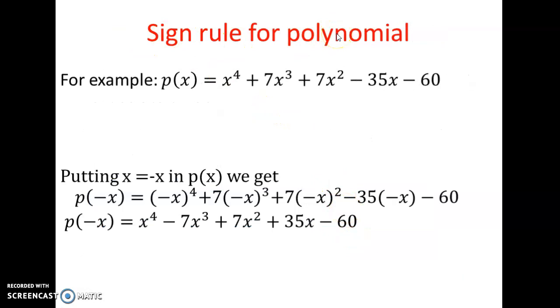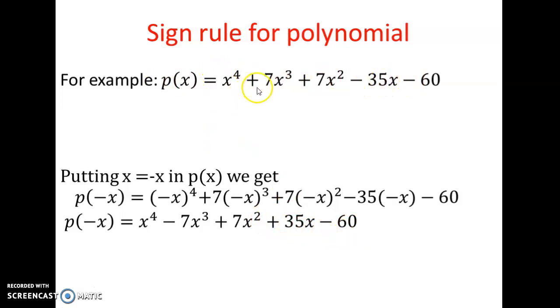Okay, so let's see the sign rule. What does the sign rule say? It helps you find out how many positive or negative values of x are possible. You are given that p(x) is a polynomial which has degree 4. If we replace x by minus x, we get (minus x) raised to the power 4 minus 7x cube minus 7x square minus 35 times minus x plus 60. On opening the powers, we get x raised to the power of 4 minus 7x cube plus 7x square plus 35x plus 60. Observe how many changes of sign are happening here.